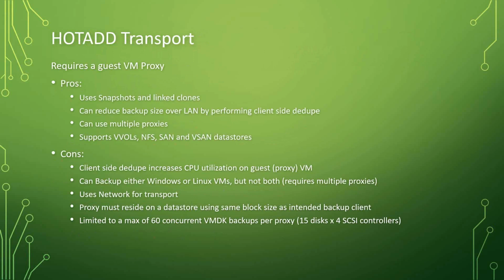So you can either carve out a VLAN for your proxy to go on across the backup to isolate it from your production clients or your regular client VM traffic. Or it's going to end up utilizing the same bandwidth as your client VMs.